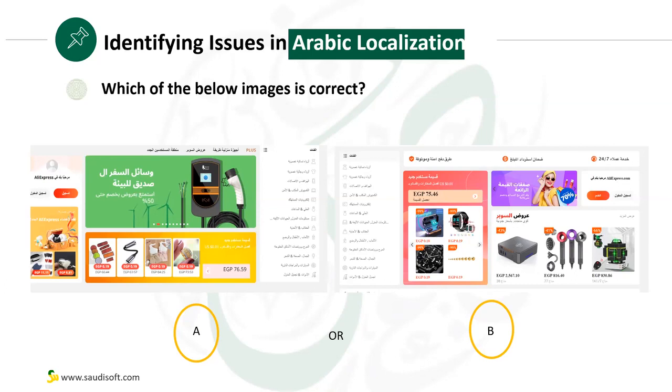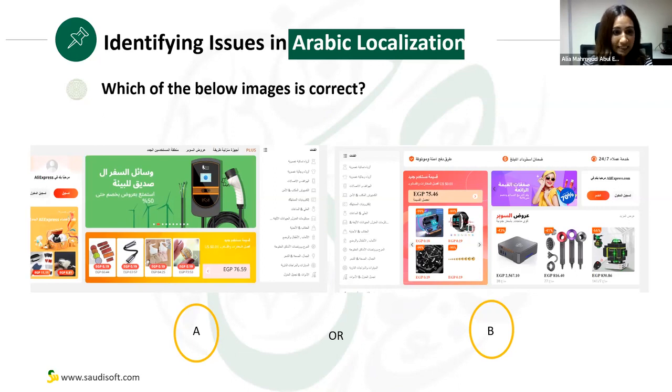Most people said A. Okay, that's perfect. So 95% said A, and A is correct. So in Arabic, you will always expect the menu of a website to be on the right side, and your view will usually be flipped. So although it would be understood if the menu is on the left side, as in picture B, as an Arabic speaker and as a user myself, it may get a bit confusing, as the navigation menu should always be placed on the right side, where users are expected to start off reading.